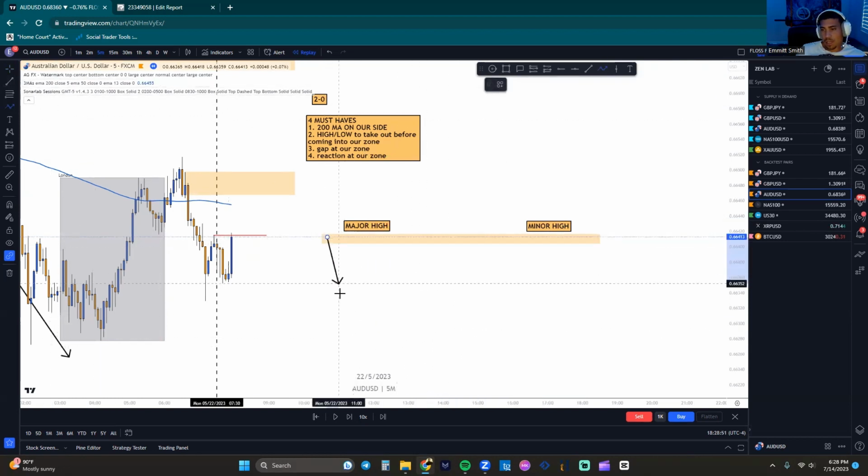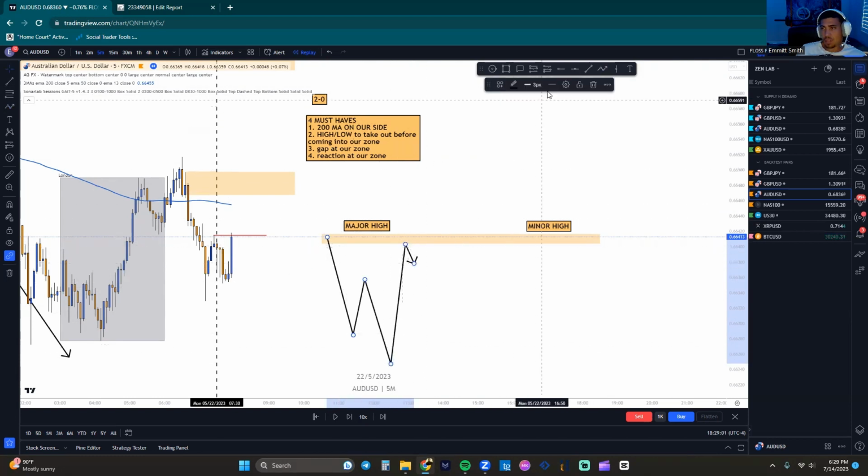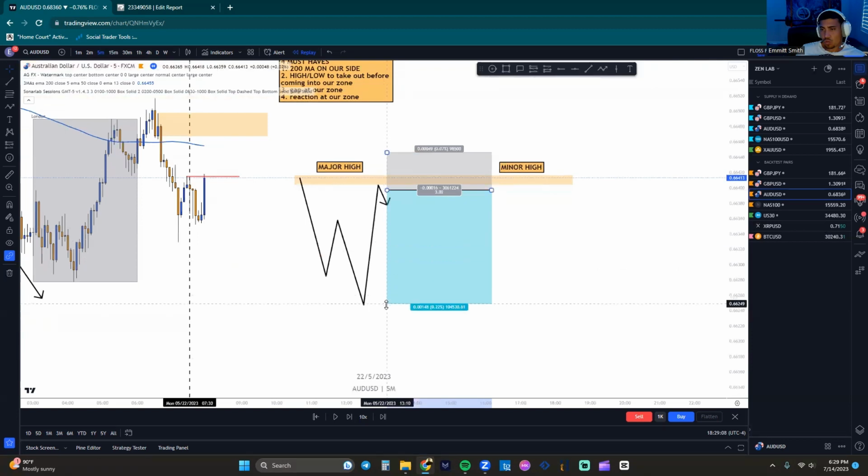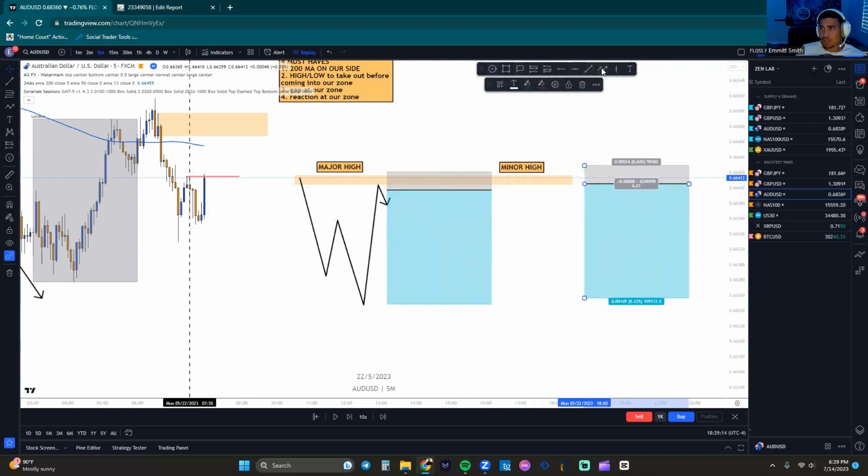So this is our impulsive leg moving downwards. And this is our supply that we're looking to trade off of. So here's a major high to come up into before continuing further down from this point. Boom, this is where we get in. Right here. Looking to take out those previous lows. And then this guy over here, we'll go ahead and draw that up as well. And then we will do some explaining here, sir.